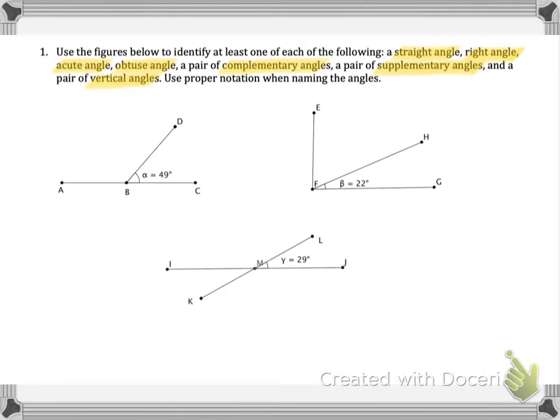Okay, so let's start with a straight angle. This is an angle that measures 180 degrees. If you look above, a straight angle forms a straight line. A right angle measures exactly 90 degrees. An acute angle is less than 90 degrees. An obtuse angle is more than 90 degrees.